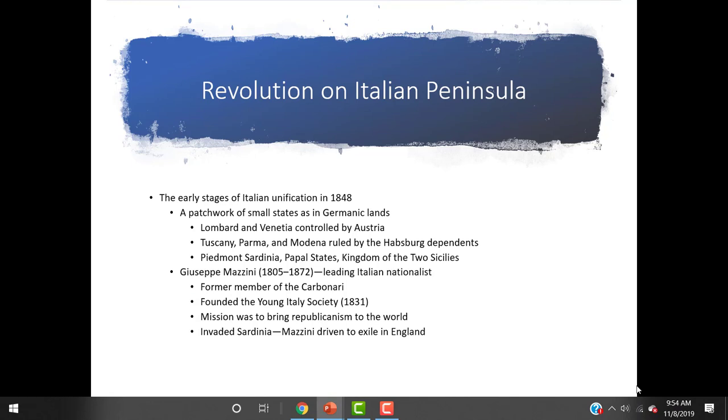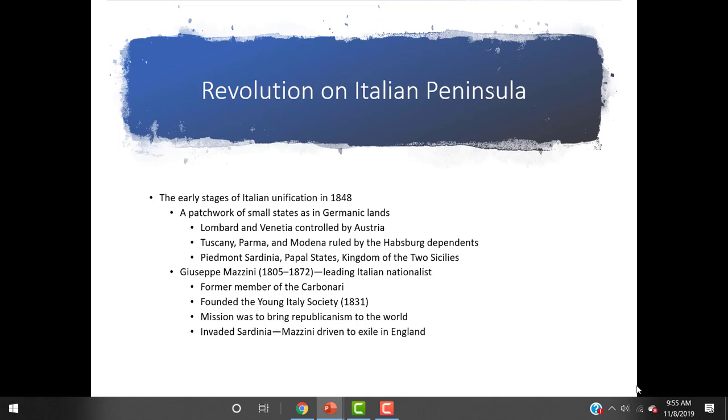Okay, the earlier stages of the Italian unification. There again, it was the same thing. You had a bunch of city-states with individual rulers. Patchwork of small states just like Germany. Lombardy and Venetia controlled by Austria, not Australia. Tuscany, Parma, and Modena were ruled by the Habsburg descendants. Piedmont-Sardinia, the Papal States, and the Kingdom of the Two Sicilies. So you've got all these different ruling areas.